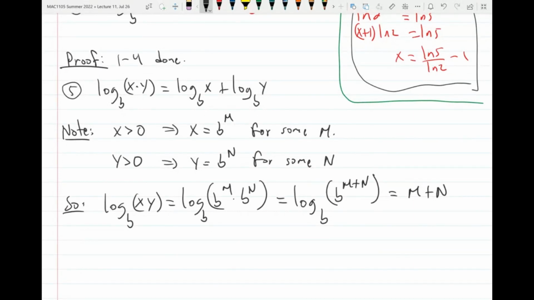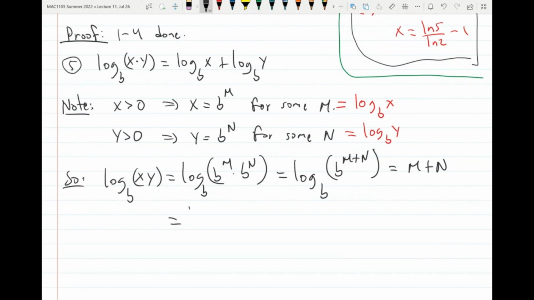But now, what is m? Here is an exponential form. Rewrite this in logarithmic form. What's m equal to? Log base b of x. That's the exponent that you need to raise b to get x. Do you understand this? And what is n? Log base b of y. That's the exponent that you need to raise b to get y. Does that make sense? Okay, so then we just proved that this is log base b of x because that's m, and this is log base b of y because that's n.